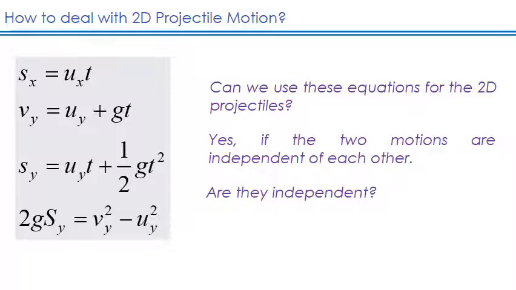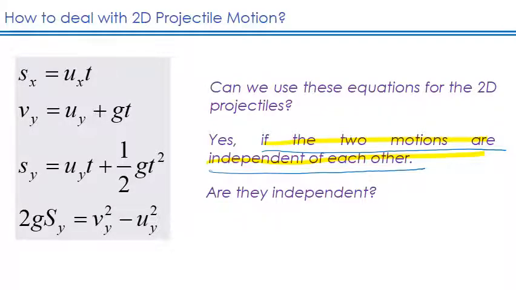to deal with two-dimensional motion, but the question is, can we use these equations for the two-dimensional projectile? And the answer is yes, if the two motions are independent of each other. So the thing is, can we explain that this is independent motion? For example, the motion in the horizontal direction doesn't affect the motion in the vertical direction.